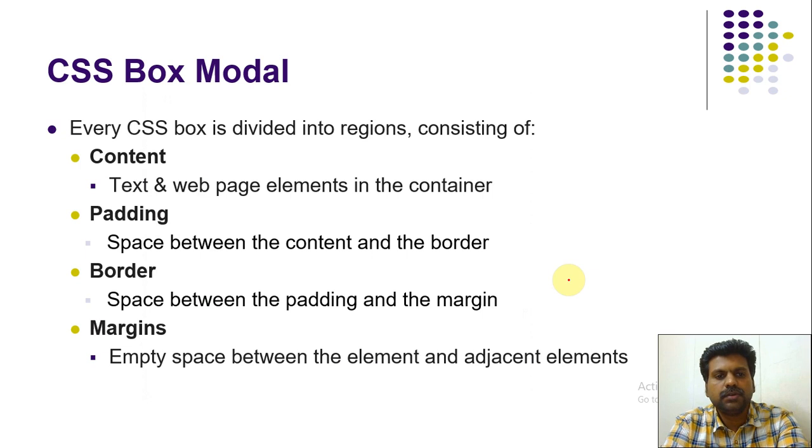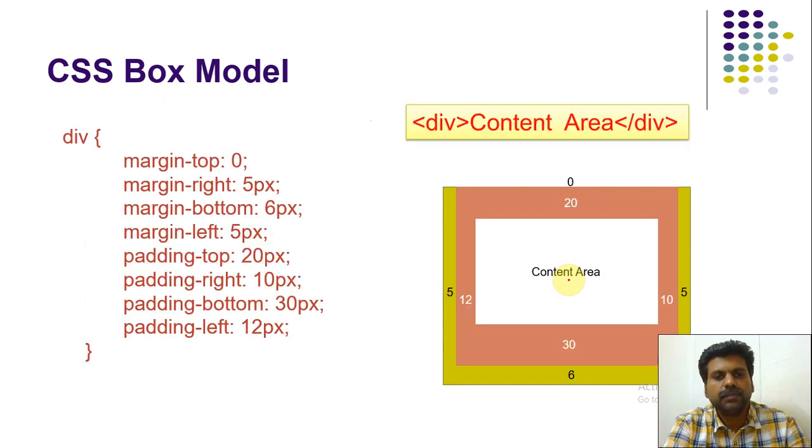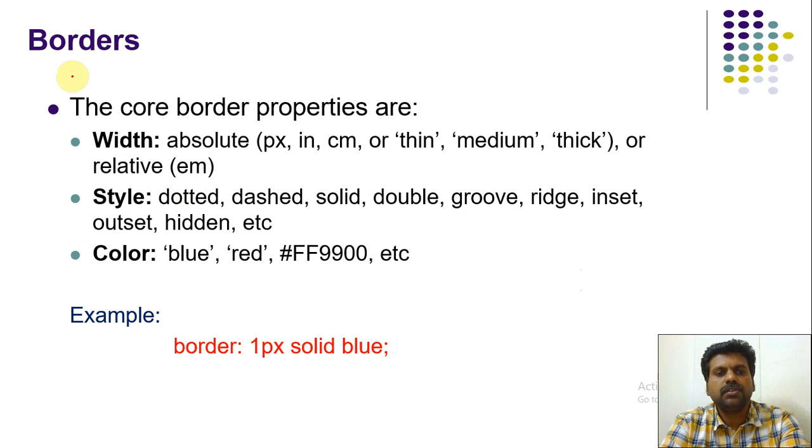As I already told, content is nothing but that content. Padding is a space between the content and the border. Border is a space between the padding and the margin. Margin is an empty space between the element and the adjacent element. Okay, right. So first we are going to talk about borders.